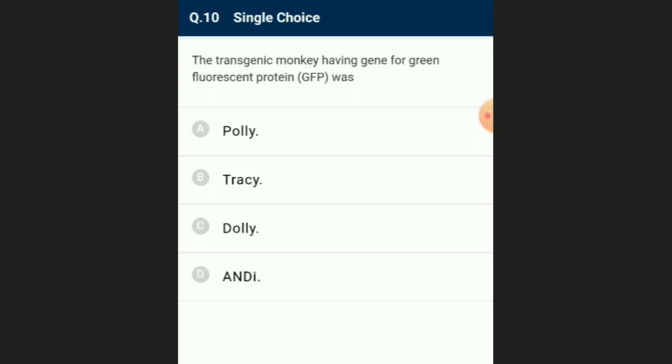GFP gene was isolated from jellyfish. The main motive was to show that the foreign gene can be inserted into the monkey's chromosome and produce a functional protein. GFP gene was chosen because the protein produced will emit a fluorescent green glow that can be seen through a microscope. So the answer for this question is option D.